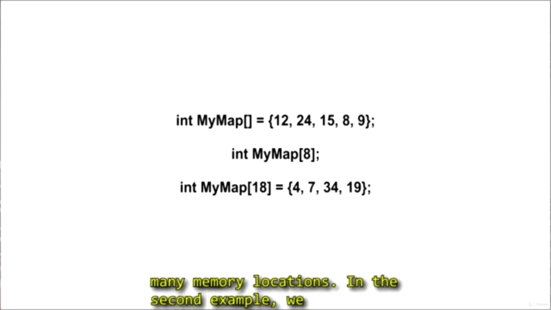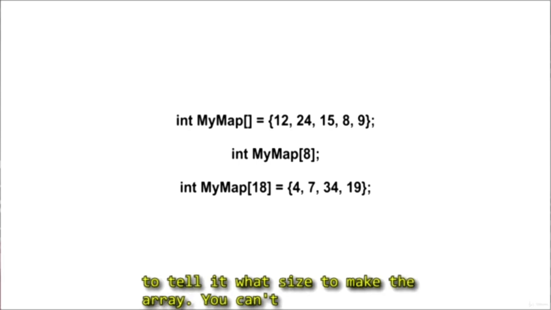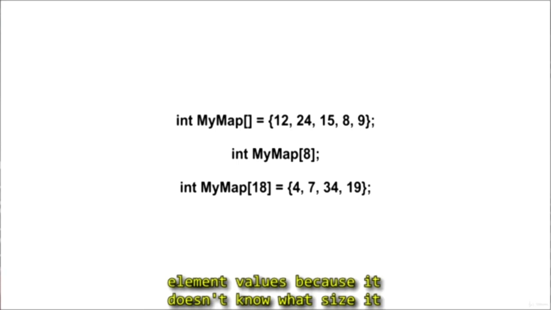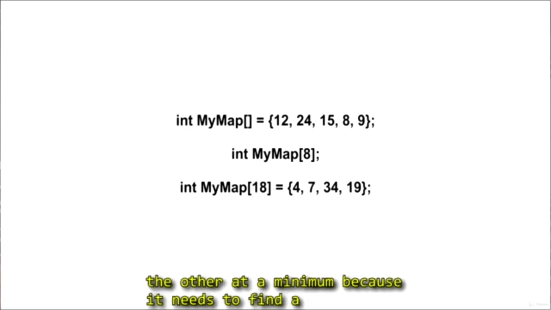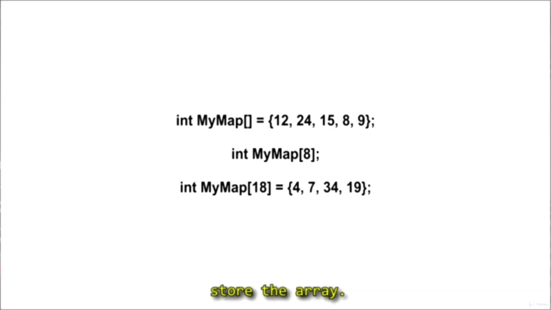In the second example, we set the array size, but like declaring any other variable, you don't necessarily have to provide numbers to be put into memory. But you do have to tell it what size to make the array. You can't leave the array size empty and not include any element values because it doesn't know what size it needs to make the array. You need to provide one or the other at a minimum because it needs to find a large enough memory block in which to store the array.